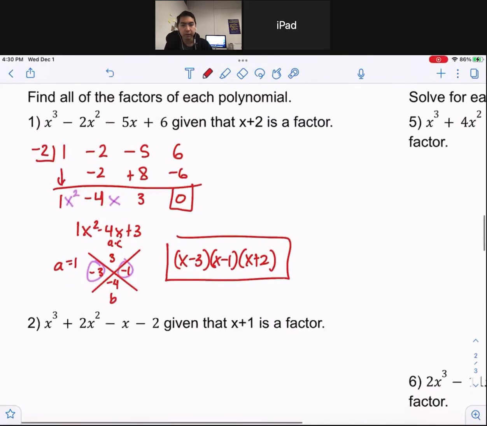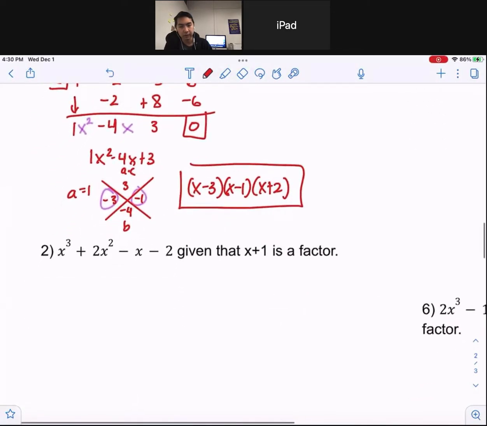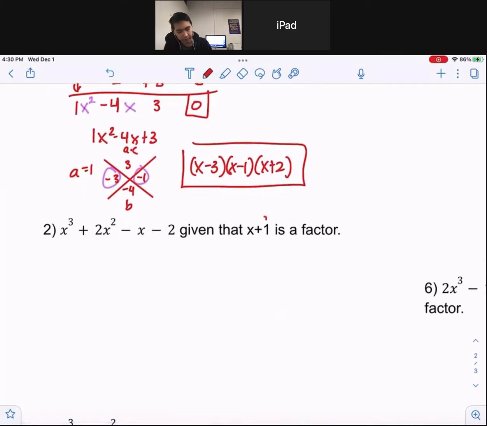Okay, number 2. Given that x plus 1 is a factor, the opposite of 1 is -1. And the coefficients of this are 1, 2, -1, -2. Drop down the 1. -1 times 1 is -1. Add, 2 plus -1 is 1. 1 times -1 is -1. Add, we get -2. -2 times -1 is +2. Add, we get 0. And since it's a degree of 3, this is 1 less than that. So x to the second, and this one's x.